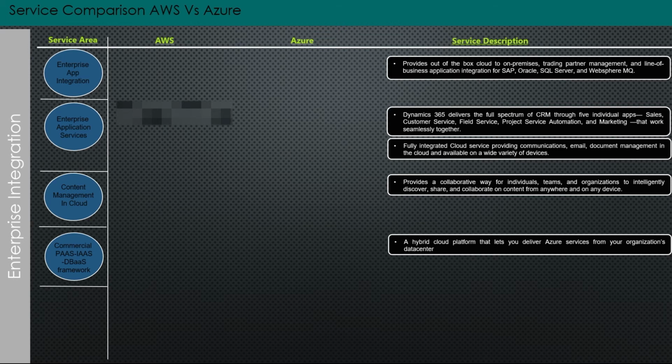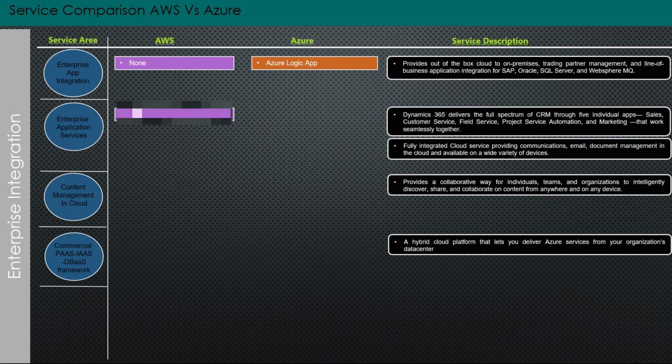AWS provides no services for now. Azure provides Azure Logic App. Let's talk about the second service area, that is Enterprise Application Services. AWS provides Amazon WorkMail, Amazon WorkDocs. Azure provides Dynamics 365, Office 365.